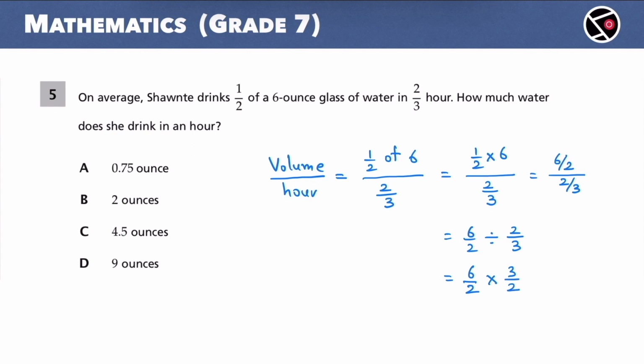Let's remove the common factors from the numerator and the denominator. So we have 2 ones are 2 and 2 threes are 6. We get 3 3s are 9 divided by 2. 9 divided by 2 is 4.5. Shawante drinks 4.5 ounces of water in an hour. C is the correct choice.